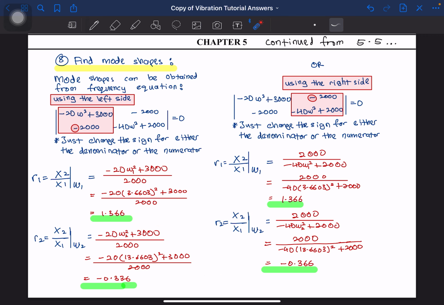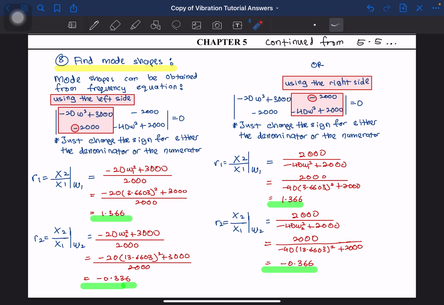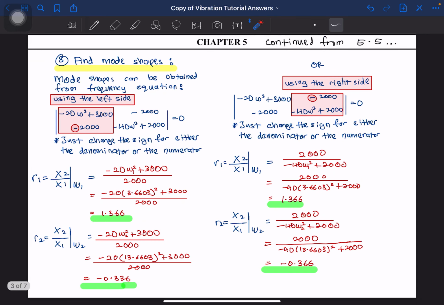So remember, during the exam or your test, just use one. You don't have to do both ways like what you see on your screen now. Just do one way. That is how you do chapter 5 in order to find your natural frequencies and also your mode shapes.